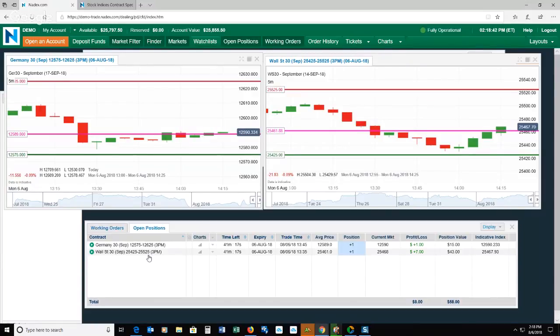On the Wall Street 30, which uses the Dow Jones as the underlying, if it was to expire right now at this price, then you would have made $6. And the exchange fee, of course, is the same, $2 round trip.